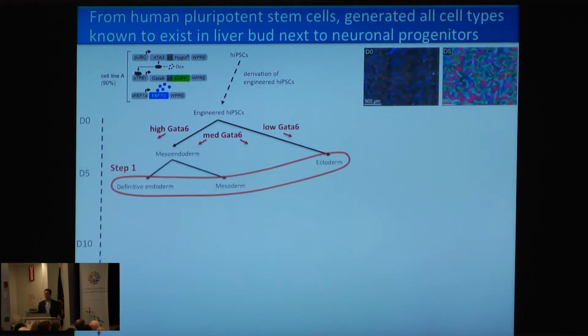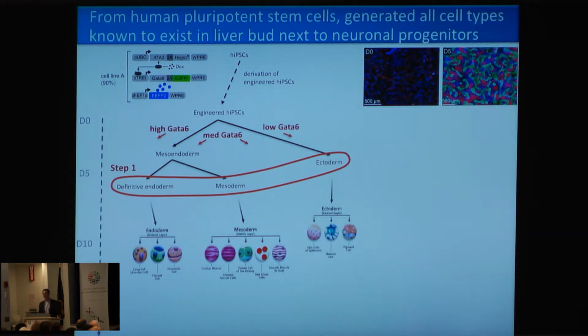And what happens is that the low GATA6 ends up becoming ectoderm, and the high GATA6 becomes mesoderm and endoderm, and the medium GATA6 cells end up becoming either ectoderm, mesoderm, or endoderm, depending on their neighbors. And so we get this initial homogeneous population of cells that ends up doing symmetry breaking and differentiating into these 3 different germ layers.